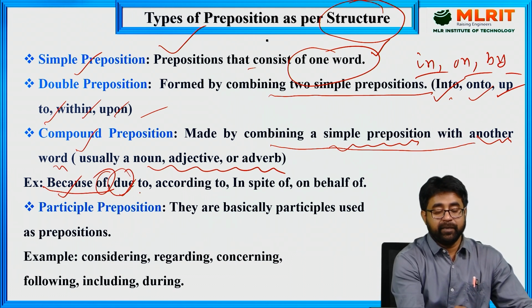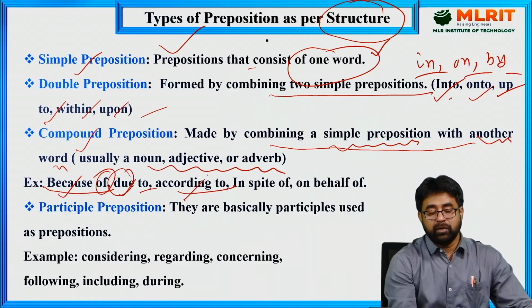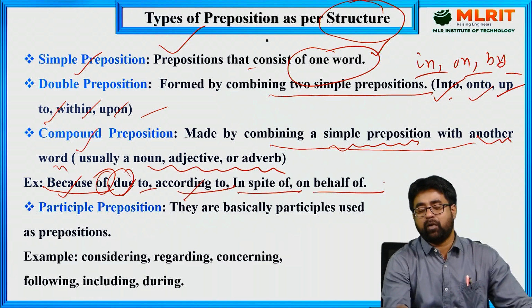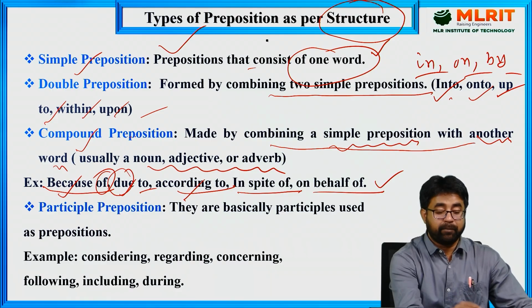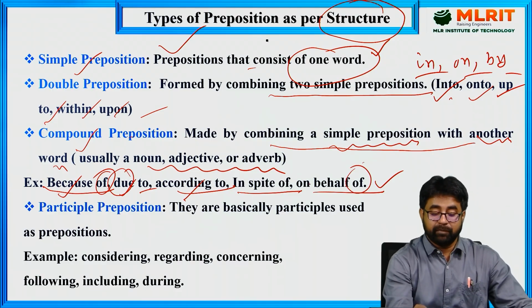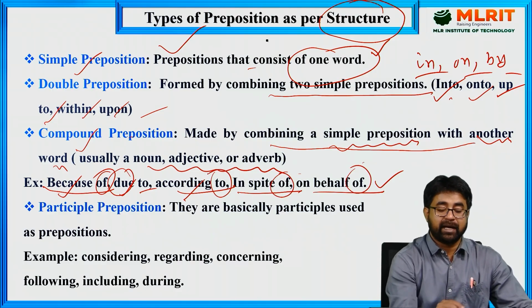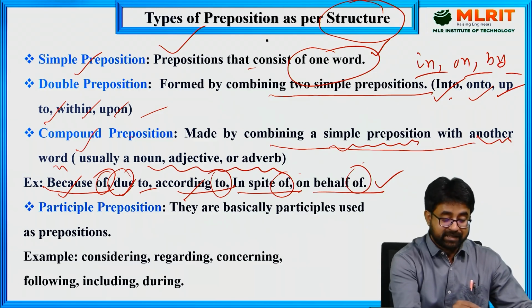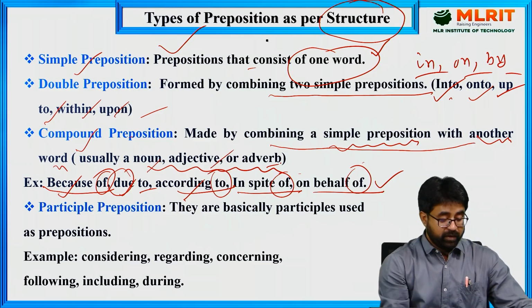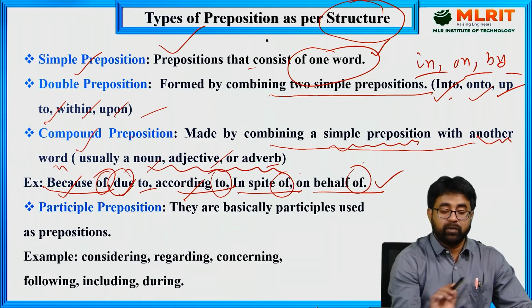Due to, again a preposition. According to, in spite of, on behalf of. These are all examples of what? Compound prepositions. Why? Because one simple preposition in each case is getting combined with another word that is either a noun, adjective or adverb. Fine. So they are known as compound prepositions.